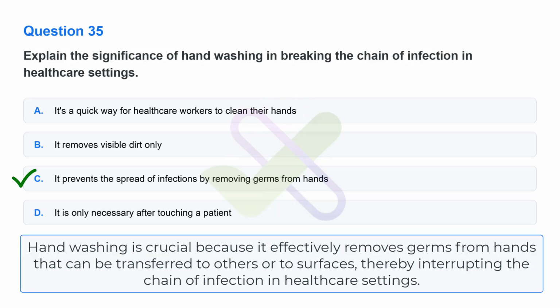The correct answer is C. It prevents the spread of infections by removing germs from hands. Hand washing is crucial because it effectively removes germs from hands that can be transferred to others or to surfaces, thereby interrupting the chain of infection in healthcare settings.